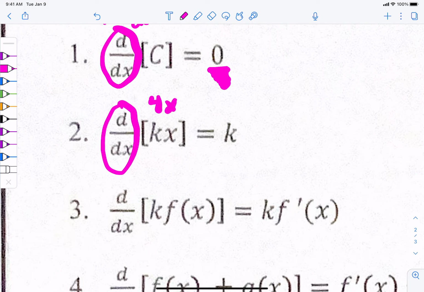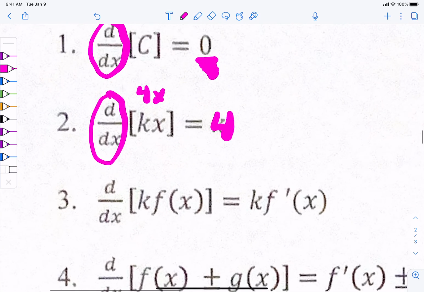Number 2 says we want to find the derivative of k times x, like 4 times x. What's the derivative of 4 times x? Just that constant that's out in front, right? 4, right? I'm just saying kx is just an example of 4x, okay? So the derivative of that is 4, right?